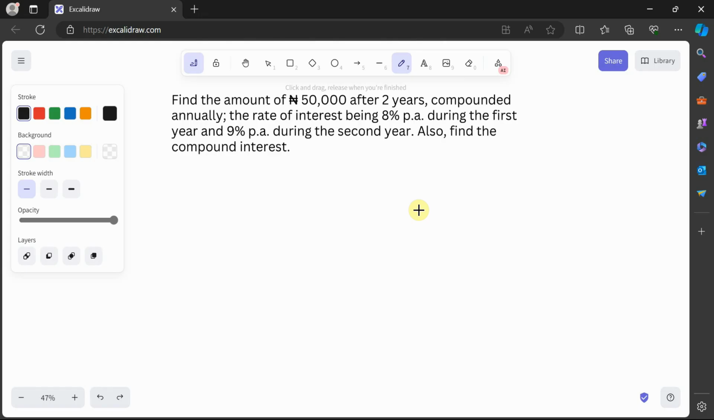For this question, I'm assuming that it was an objective question, so I won't need to stress myself too much. We know the principal is 50,000 and the rate of interest is 8% per annum during the first year. So if I wanted to convert it, that would be 1.08 during the first year, times 1.09 for 9% per annum during the second year, times our principal, which is 50,000. Simple and short. When I punched it in my calculator, it gave me 58,860 naira.